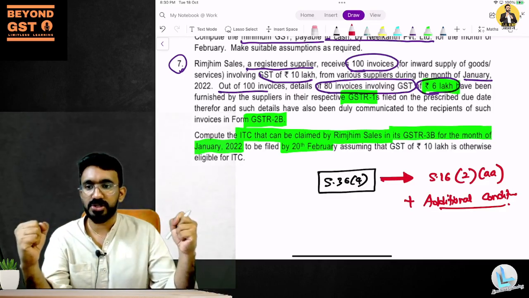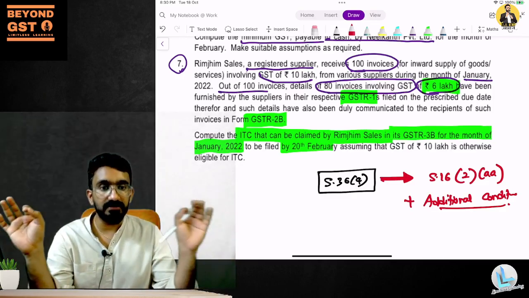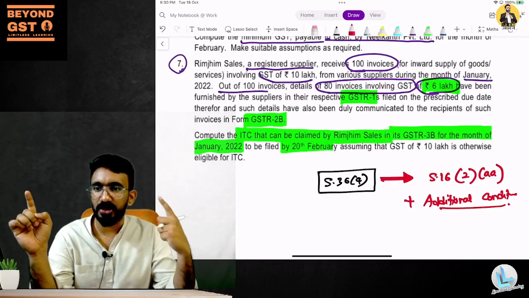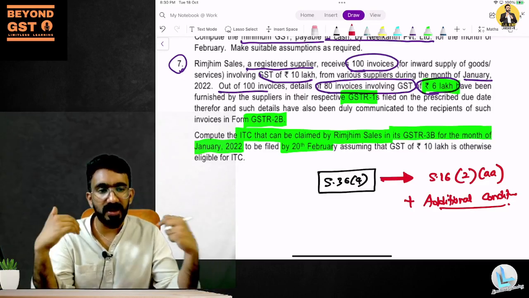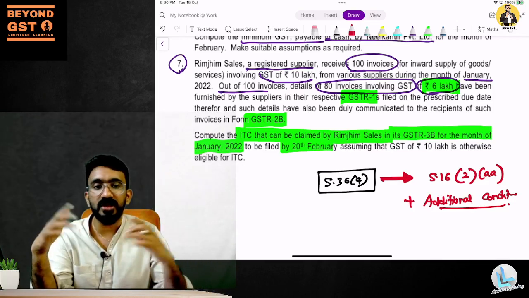I got all the goods. All other conditions are satisfied. But all these 100 invoices have to be uploaded by the supplier in their GSTR1. It should be reflected in my 2B, then only I can take credit.